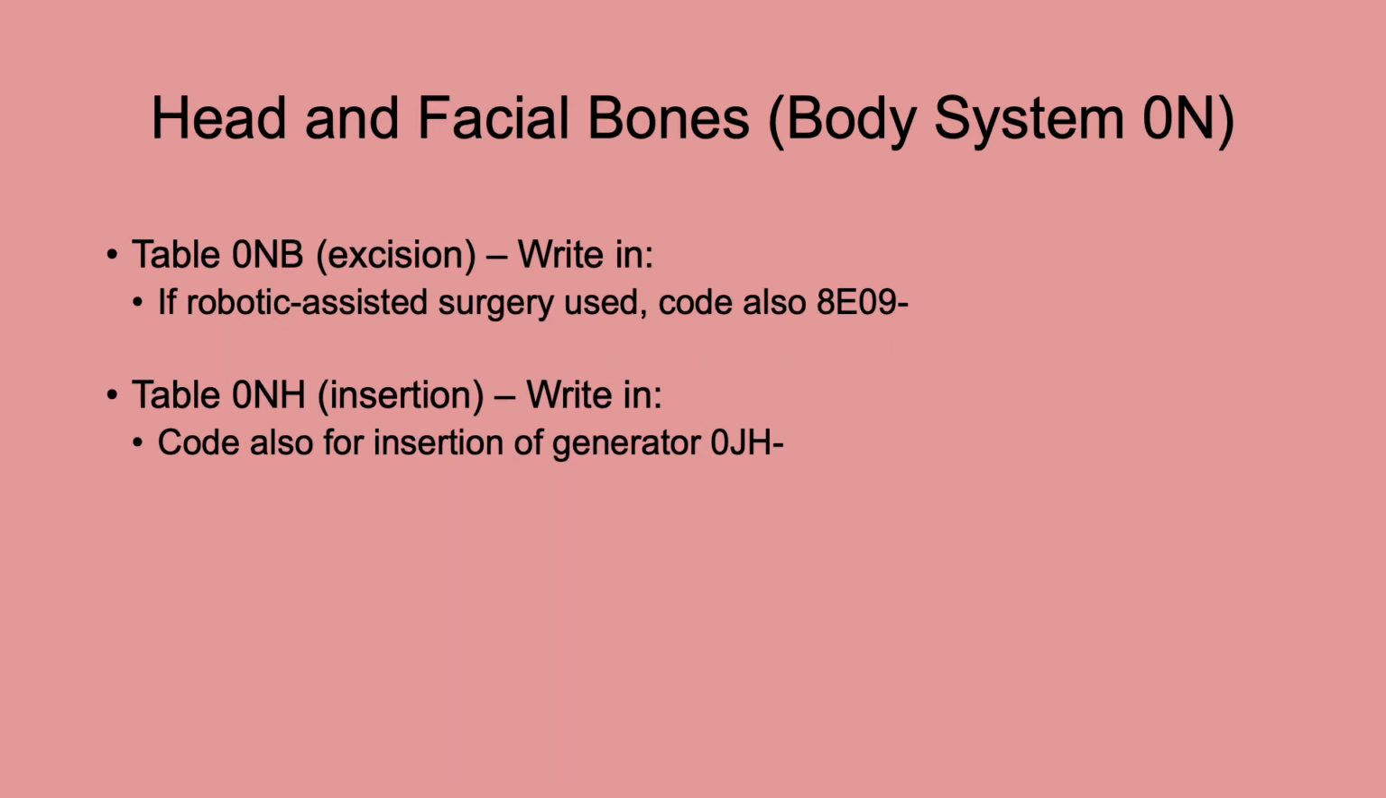Okay, and the head and facial bones, body system 0N. Under 0NB, excision, write in: if robotic assisted surgery used, code also 8E09 and then additional digits. For table 0NH, which is an insertion, code also for insertion of generator, 0JH. Easy to forget to use these additional codes, and you certainly don't want to do that.